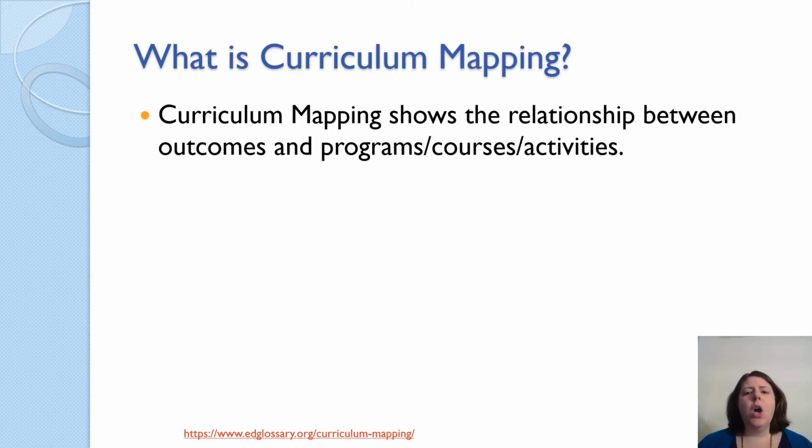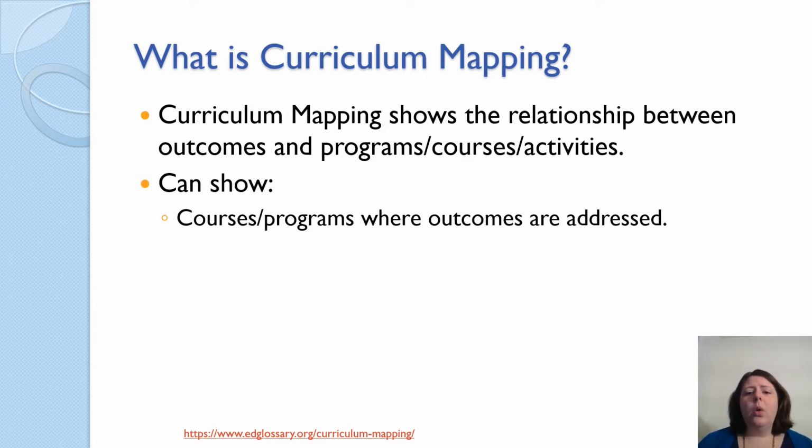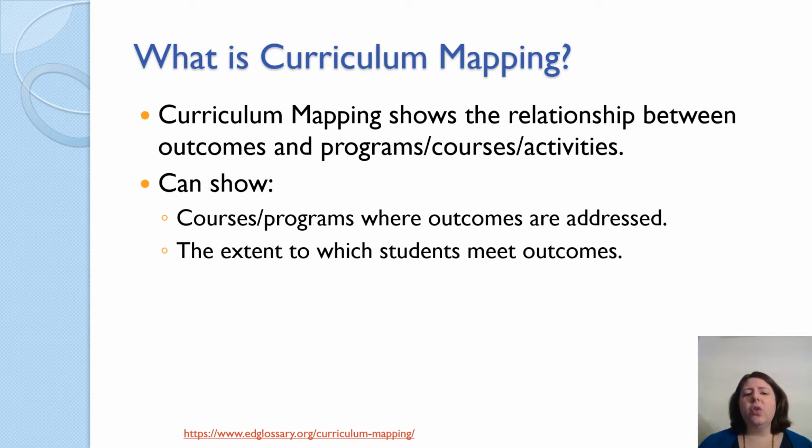With curriculum mapping, we're looking at the relationship between outcomes and then a program, a course, or even activities. There are different levels of curriculum mapping, so I'll talk about them, but that's the basic idea, looking at the relationship between our outcomes and what we are doing in class. They can show where we address outcomes in certain courses and programs, the extent to which students meet outcomes. So are they being introduced to this topic? Are they getting their outcomes reinforced in this course, or are they mastering this? We can also list in a curriculum map where assessment occurs.